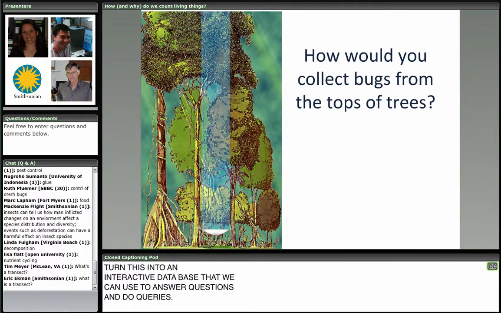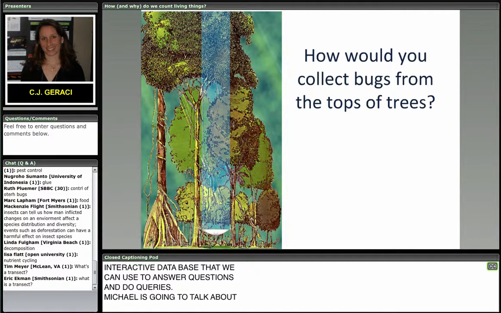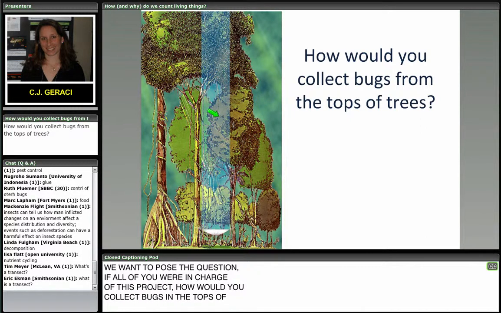So we want to pose the question, if all of you were in charge of this project, how would you collect bugs from the tops of trees? Does anybody have any ideas? I'm really curious to hear what people have to say. So you'd like to collect bugs from the tops of trees. What would you do? And we have some results coming in already. I am going to let each of you submit something before we let you start to see what your colleagues are sharing, so you can just think on your own a bit about this.